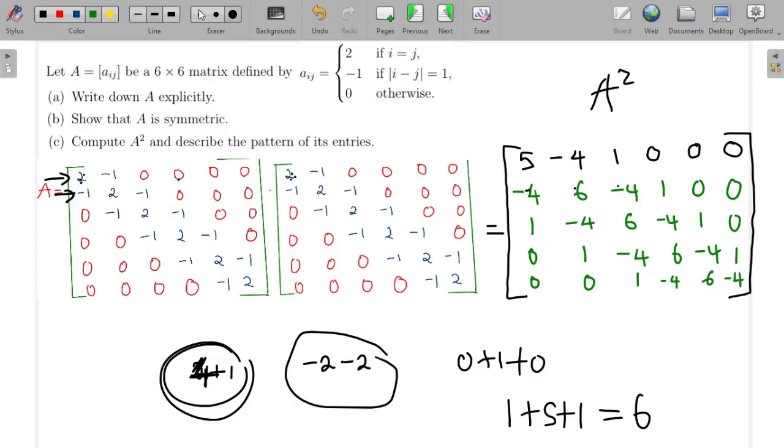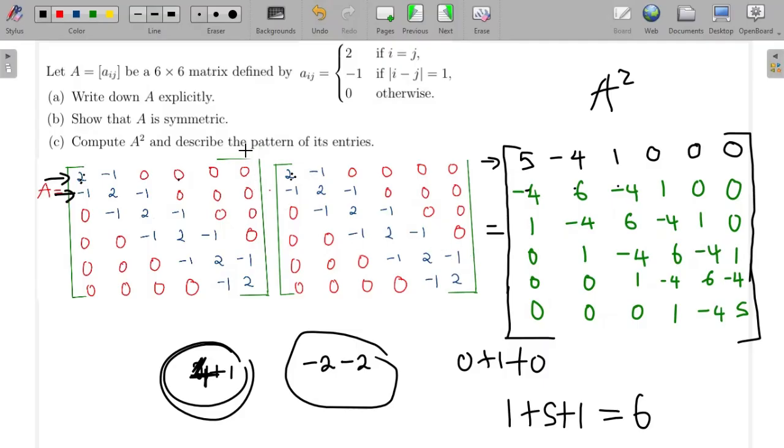And then the sixth row had 0, 0, 0, 1, and then minus 4 with the 5 there. So make sure you try to compute and see if you get the exact value that I got. But I showed you how to do the calculations with this first row. So this was the matrix that I got as my A squared.